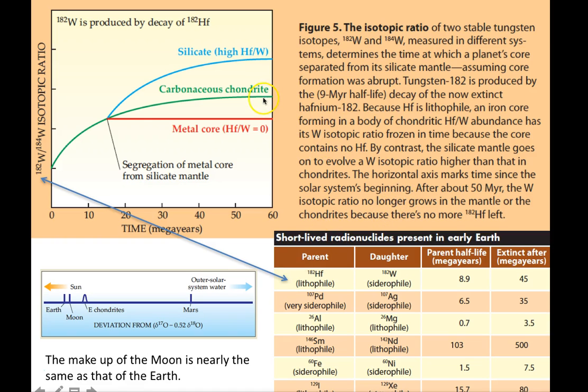Here's another picture showing the knowledge that we've gained from radioactive dating of rocks that are coming from the moon. We don't know everything about what's going on, but we know quite a bit. And we find out, for example, that the moon and the Earth are made up of really the same stuff.